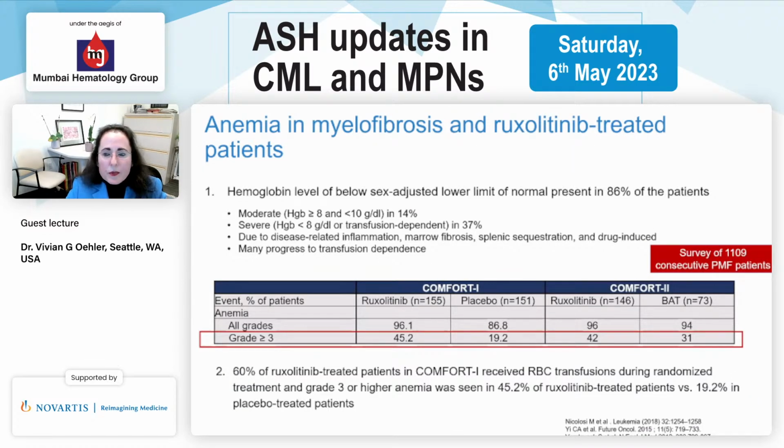Anemia is a significant problem in myelofibrosis patients and is worsened with treatment with JAK inhibitors. In a recent survey of 1,109 PMF patients, 37% of these patients had severe anemia. We also know from the COMFORT studies, which resulted in FDA approval of ruxolitinib, that 45.2% of patients in COMFORT-1 and 42% of patients in COMFORT-2 developed grade 3 anemia or higher.